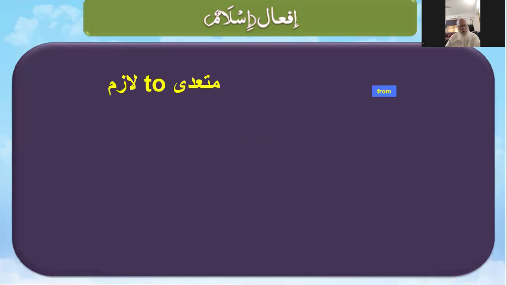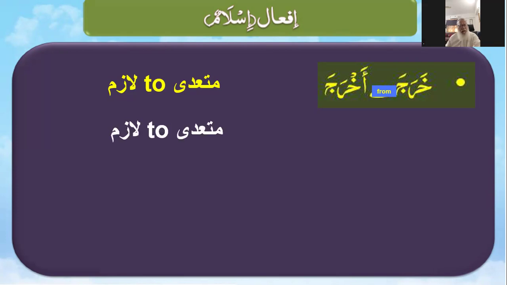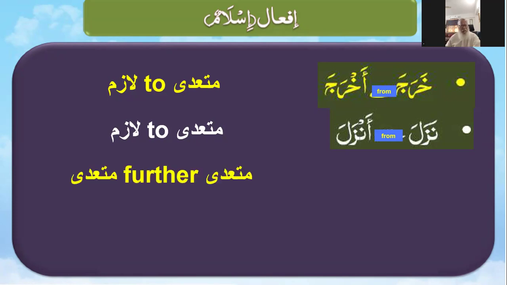An example of lazim to mutaddi is kharaja, akhraja. Kharaja, he exited, and akhraja, he made somebody exit. To make somebody exit, you need a maf'ul that should be pushed to go out. Another example, from nazala, anzala. Nazala, he descended. Anzala, he made something descend. And that something will be the maf'ul.